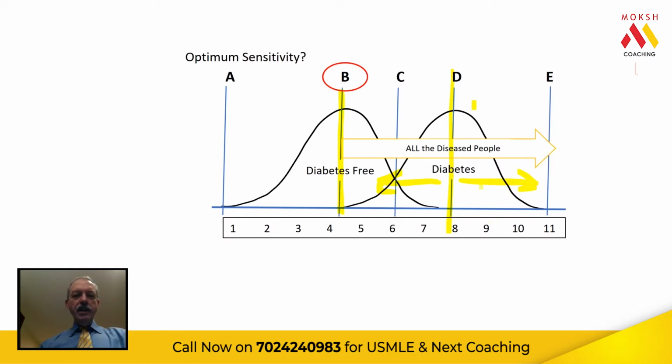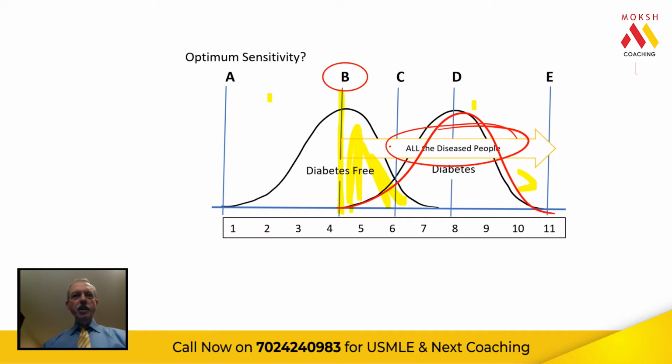B is optimum sensitivity. But wait a minute. When I use B, I'm bringing in all of these healthy people at the same time. Who cares? Because all we're concerned about for sensitivity is, did I get all of the disease people? Absolutely, yes, I did. Therefore, perfect sensitivity at B.